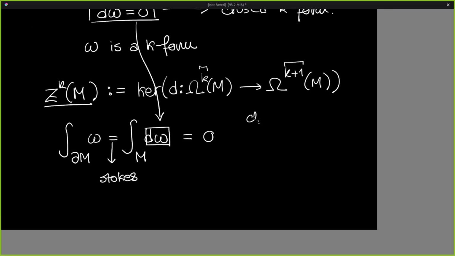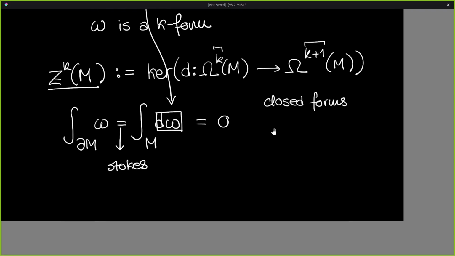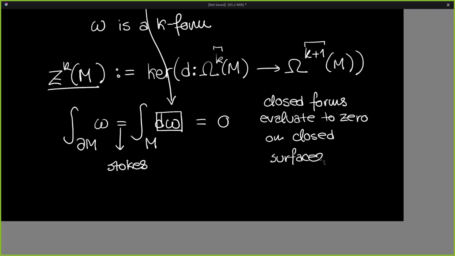So closed forms, or more precisely, closed forms evaluate to 0 on closed surfaces. So that's why they're called closed: because they evaluate to 0 on closed surfaces. They allow us to detect if a surface is closed.